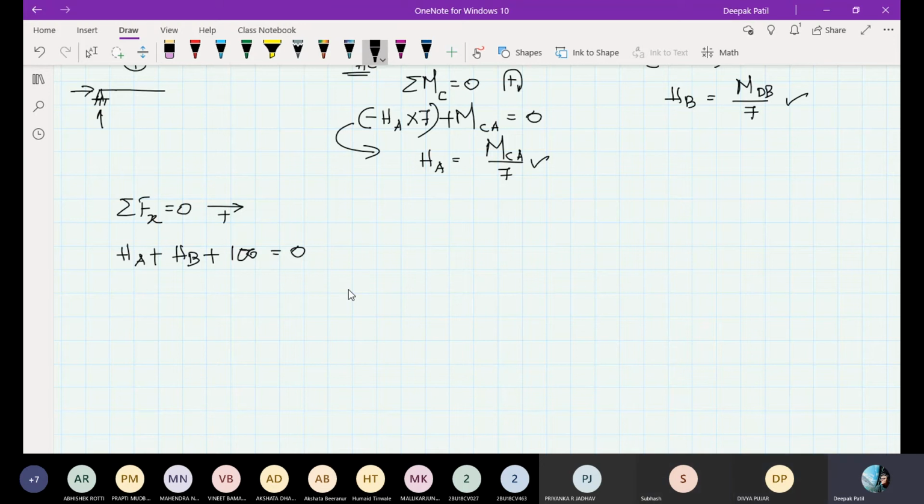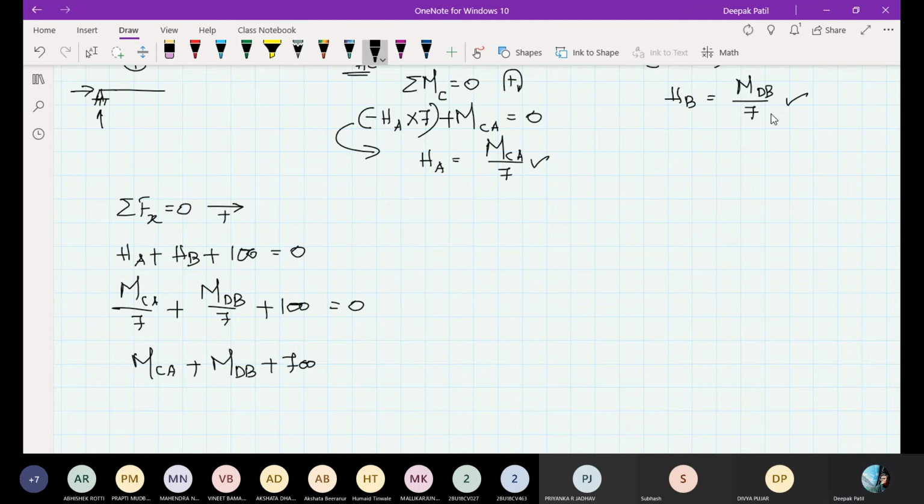Then, if that is the case, what is the value of HA? You already found that. That is MCA divided by 7. What is the value of HB? MDB divided by 7. So HA is MCA divided by 7 and HB is MDB divided by 7, plus 100 equal to 0. So I can rewrite this as MCA plus MDB plus 700 equal to 0.